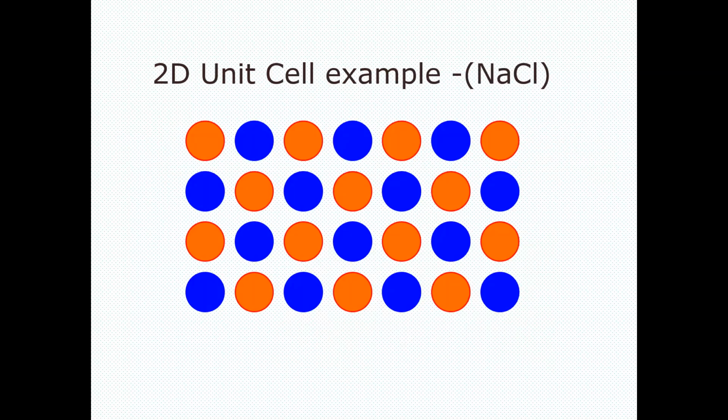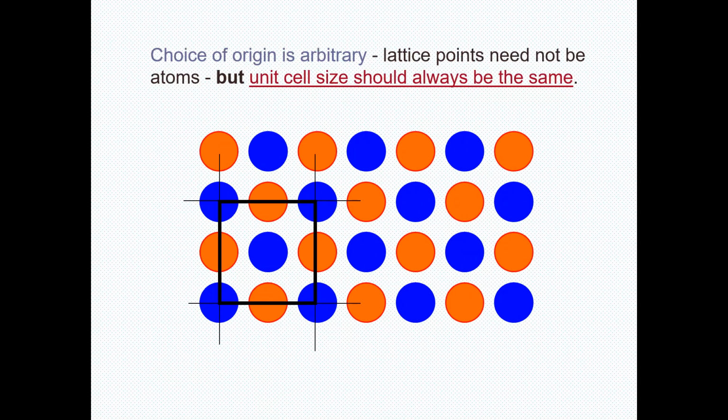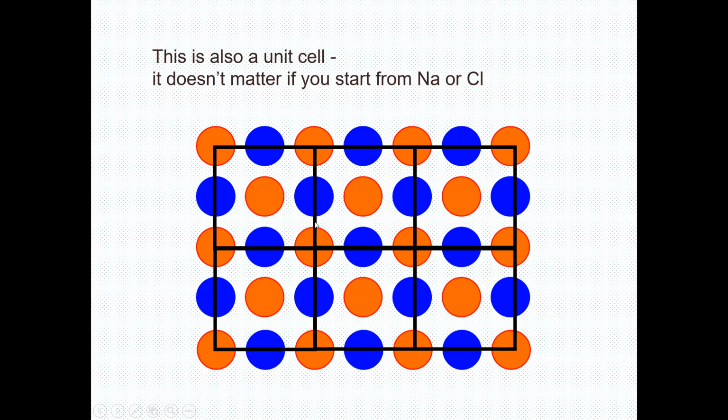A good example is that of sodium chloride in 2D. Here you can see a 2D unit cell example of sodium chloride. We define the lattice points. These are the points with identical environment, and here the choice of the origin is arbitrary. Lattice points need not be atoms, but the unit cell size should always be the same. This is the concept you should remember.